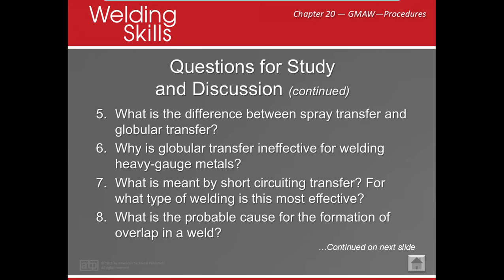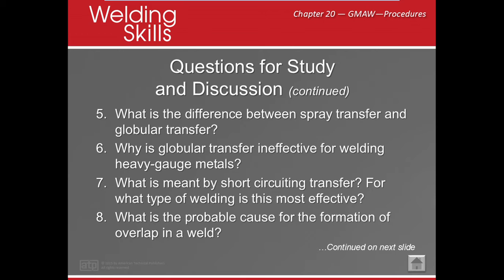So what is meant by short-circuiting transfer? And for what type of weld is this most effective? So short circuit, or GMAW-S, is the transfer mode where molten metal is deposited during repeated short circuits. Low heat input is associated with GMAW-S, and it is suitable for thin gauge metals up to 1/4 inch. GMAW-S can be used in all welding positions because it produces a small, fast freezing weld pool.